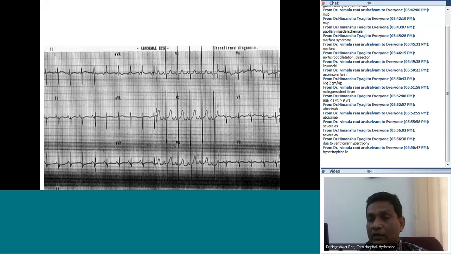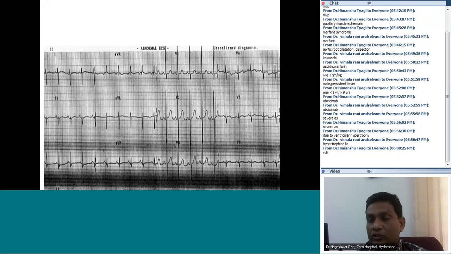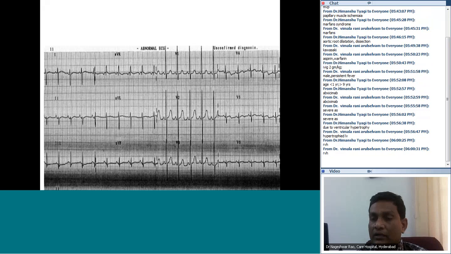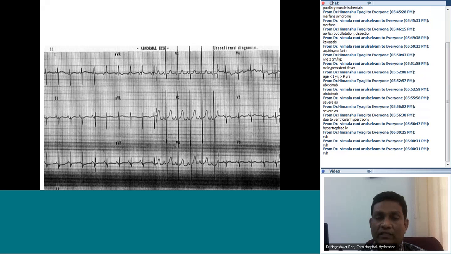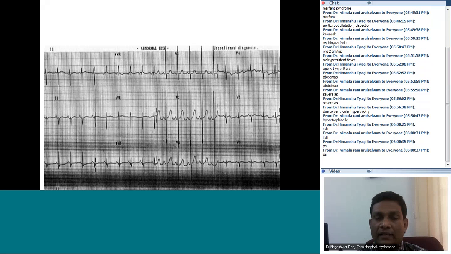There is an ejection click and the ECG shows RVH, very good. You can see this is sinus rhythm, the PR interval is normal, and there is right axis deviation. RVH is seen as evidenced by a tall R in V1 and significant deep S in V5 and V6, which suggests severe RVH. In the presence of an ejection click and a 4/6 ejection systolic murmur, we come to a diagnosis of pulmonary stenosis. This is very clear.